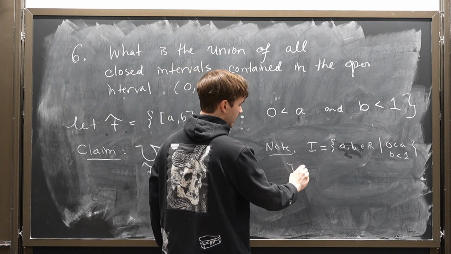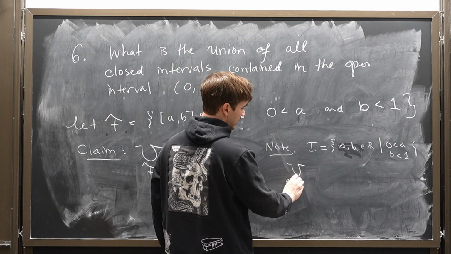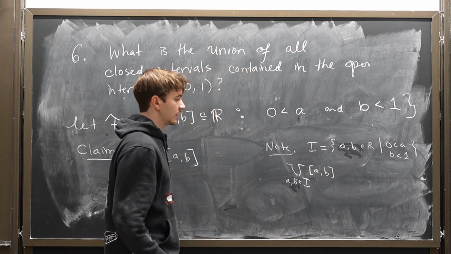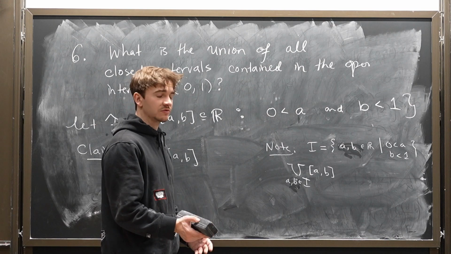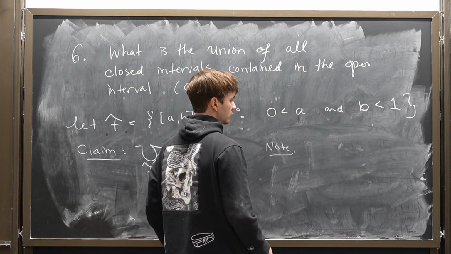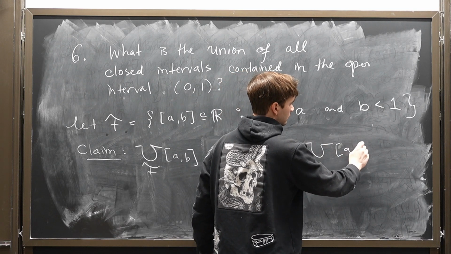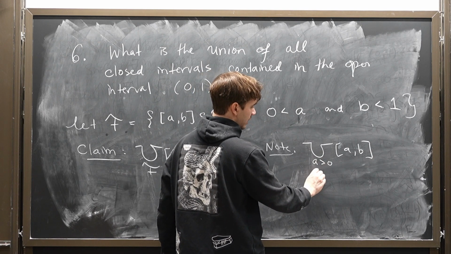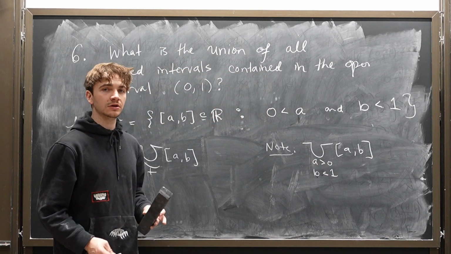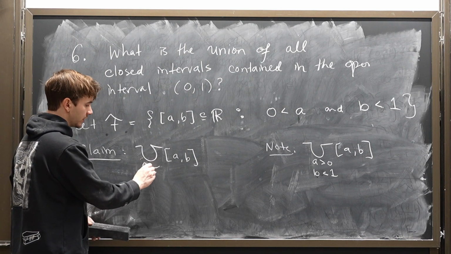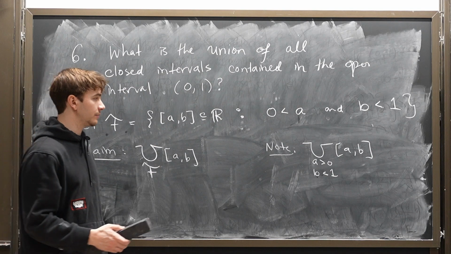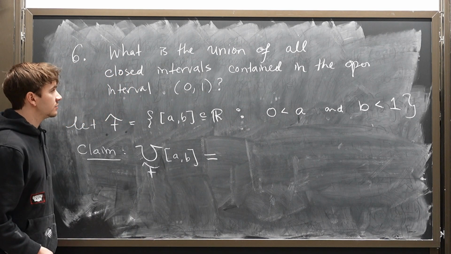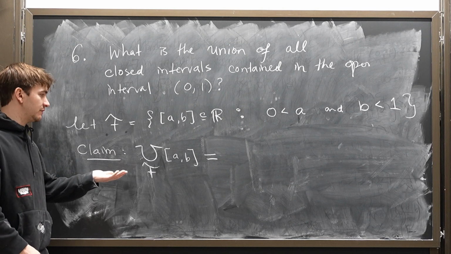And then I would write my union over a and b in my index set of the closed intervals [a, b] like this. And then another way to write this more rigorously, perhaps, is to write the union simply as the union over the indices a and b such that a is strictly greater than 0 and b is strictly less than 1. This is another good notation to be aware of. But I'm just going to use this notation where I use a script F to denote my family. Okay, so I'm claiming that this union is in fact equal to, well, they don't tell me what it's equal to. I have to kind of guess.